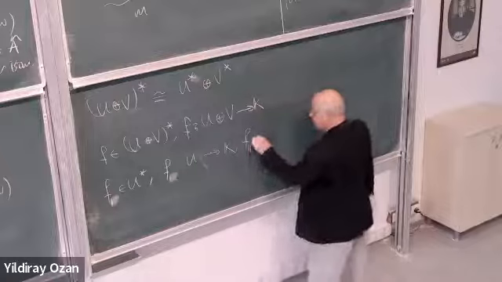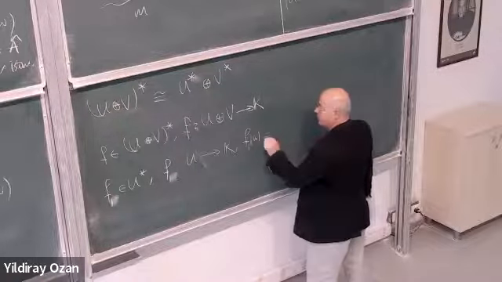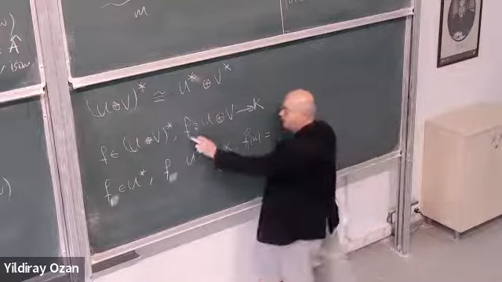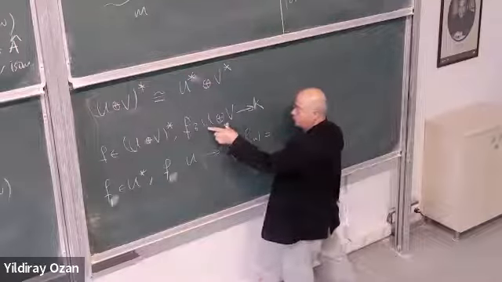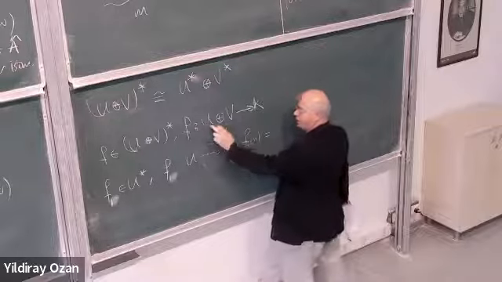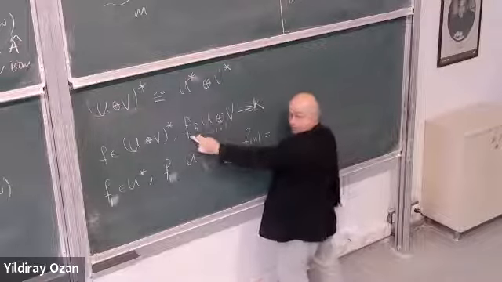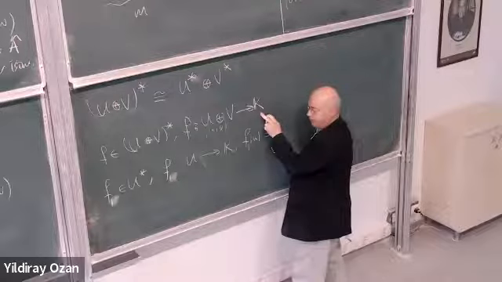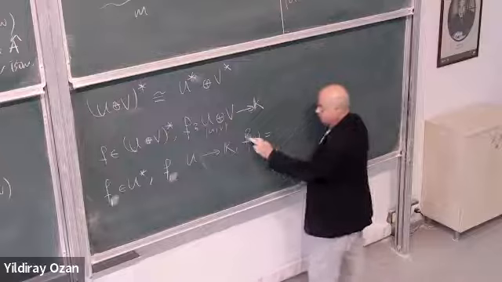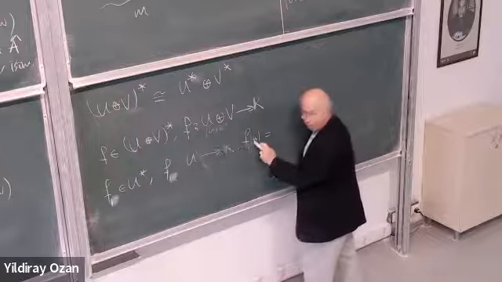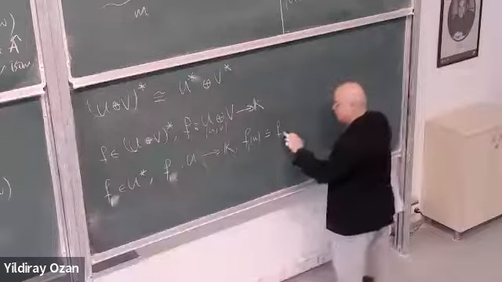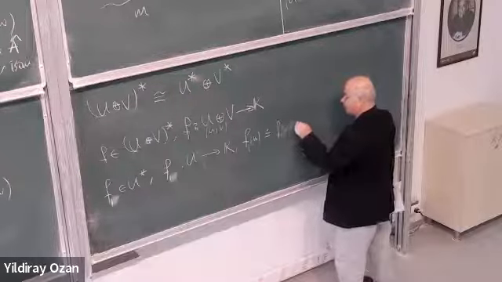F1 at u is this. This guy knows how to eat a pair of vectors, right? If I give you a pair of vectors u, v, this gives me a scalar. So this knows how to eat this guy, but it doesn't know how to eat this one. So I can just define it this way: feed this guy with (u, 0).